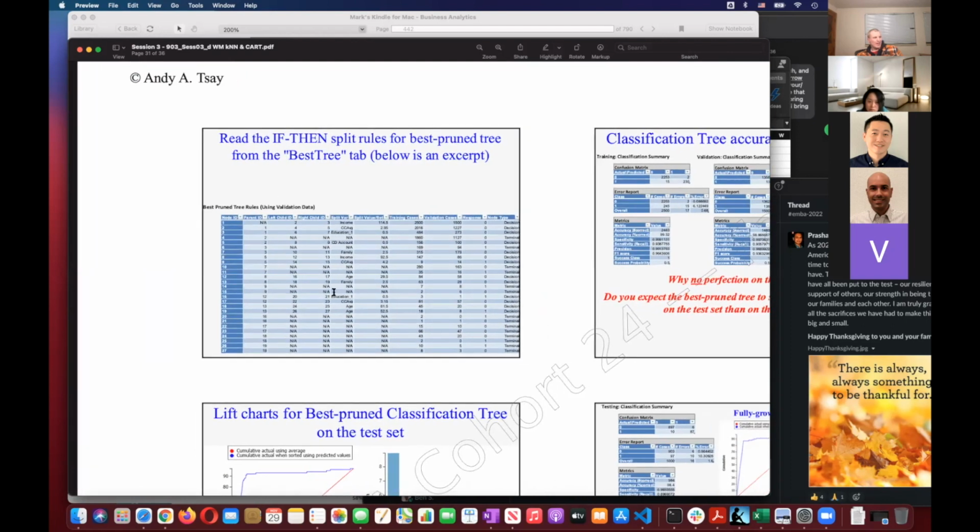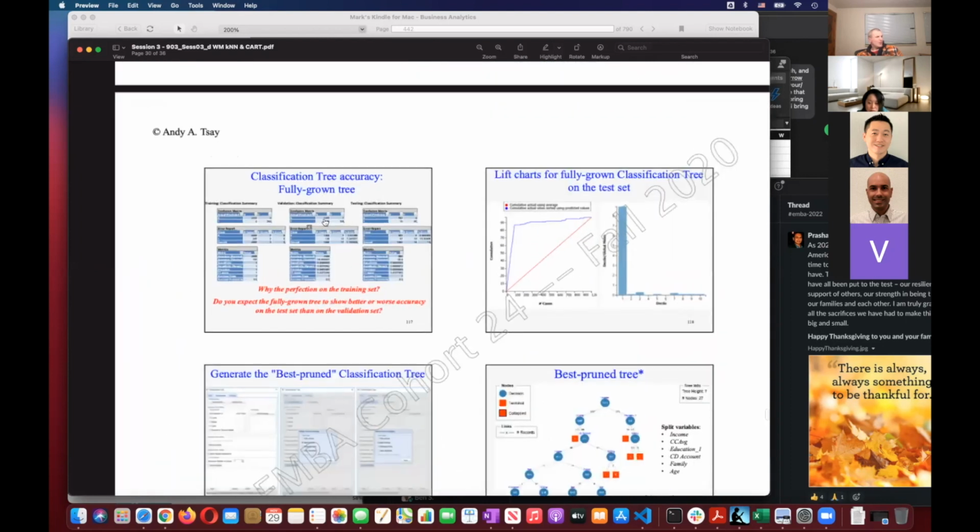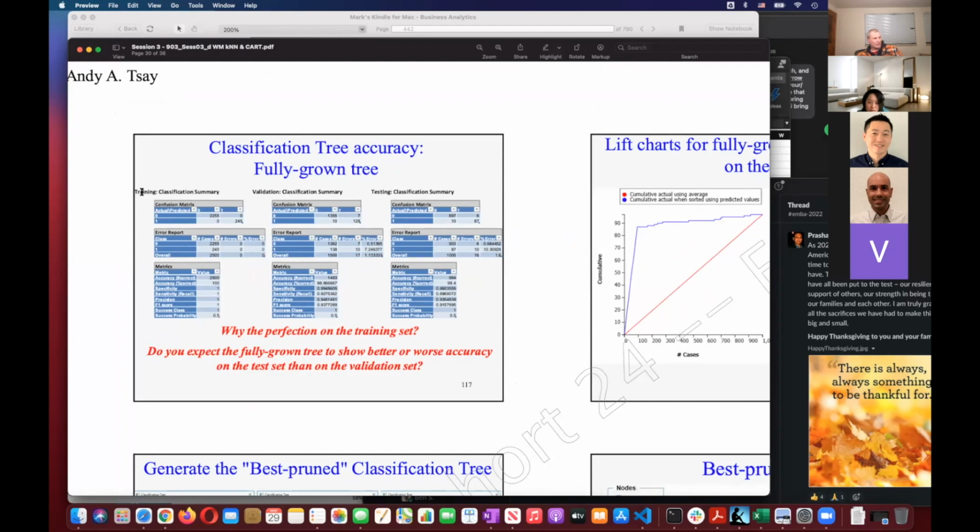But in this case, in the fully grown tree, only the training set is used to provide information on the classification tree. Neither the validation nor the test set are used. So no information from validation or test flows into the fully grown tree. Therefore, you can't make any statement about the relative performance on the test compared to the validation.